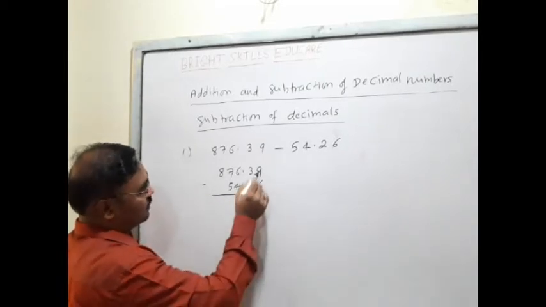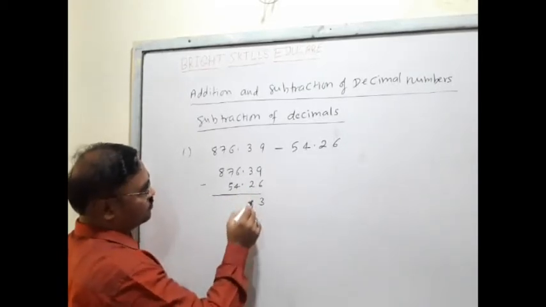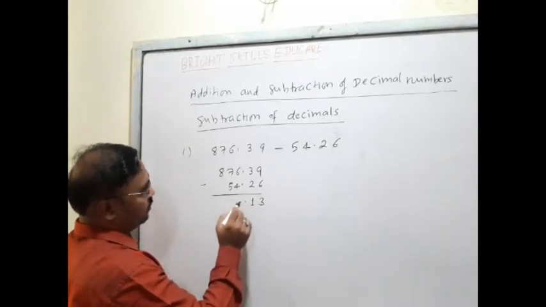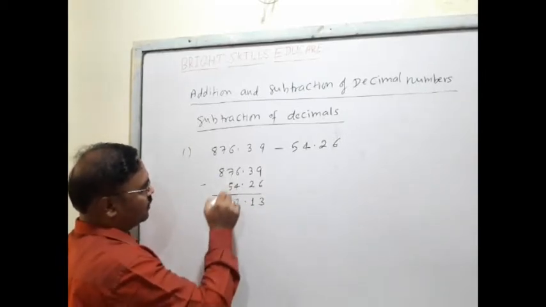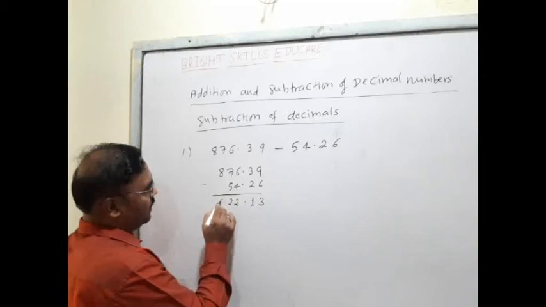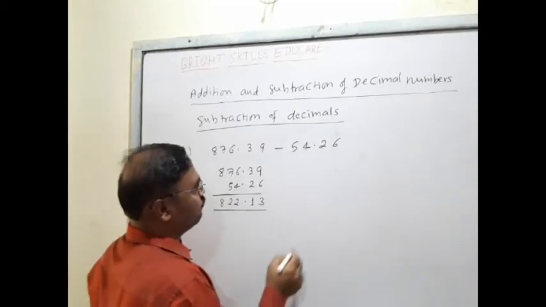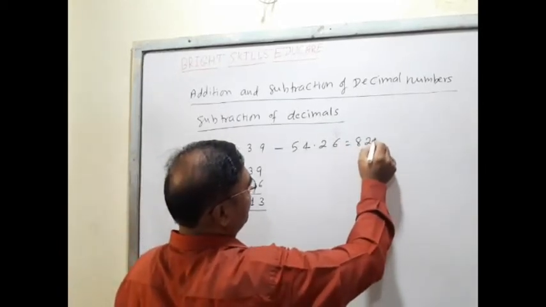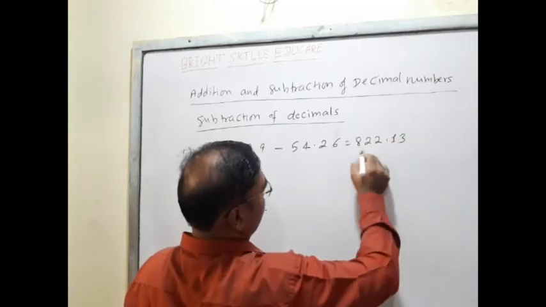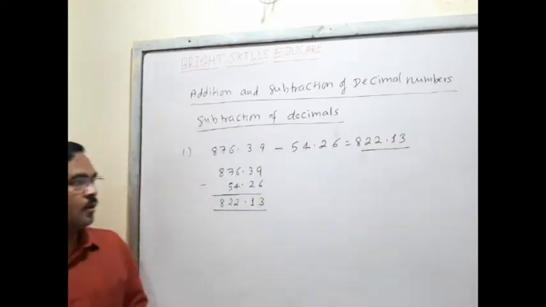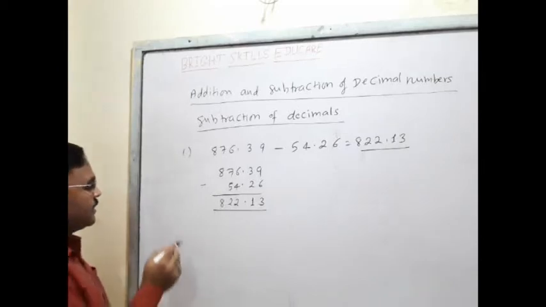Now subtraction is there. 9 minus 6, 3. 3 minus 2, 1. Decimal point will come here. 6 minus 4, 2. 7 minus 5, 2 and 8. Your answer is 822.13. Okay. Let us do the second question.